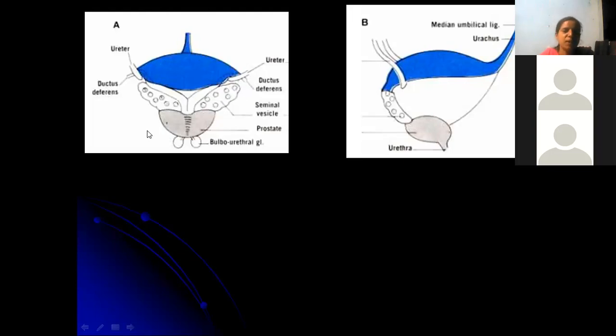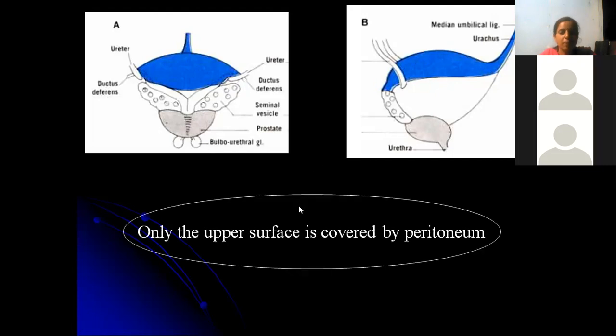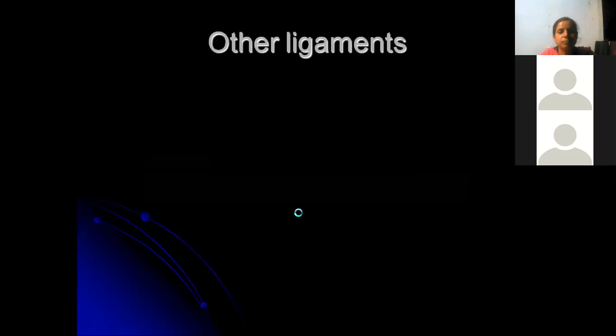This is the posterior surface of the urinary bladder, where we will have the seminal vesicles. These are the two seminal vesicles. Here we will see the vas deferens coming. The vas deferens and the seminal vesicles together form the ejaculatory duct. This is the prostate gland. This is the superior surface, where we have the peritoneal covering. We will only see pictures with them.